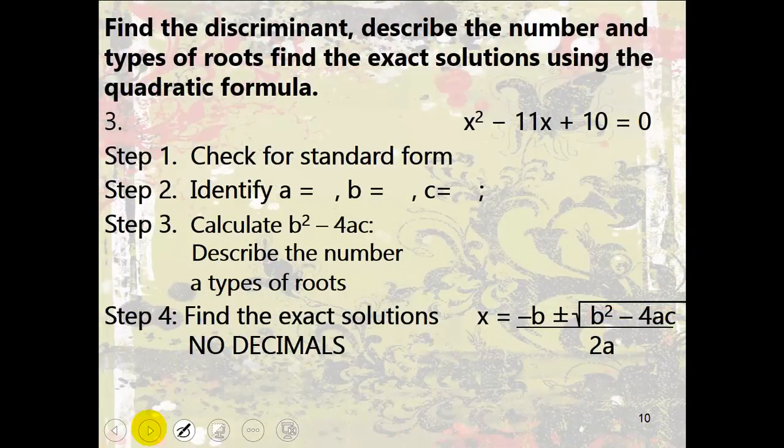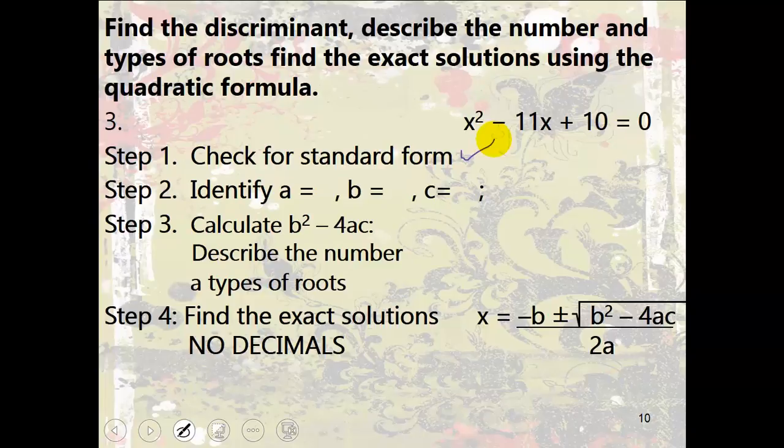All right, we're going to keep going. We're going to find the discriminant. We're going to describe the number and types of roots, find the exact solutions using the quadratic formula. Am I in standard form? Check. Go ahead and find a, b, c, and calculate b squared minus 4ac and answer the video questions.